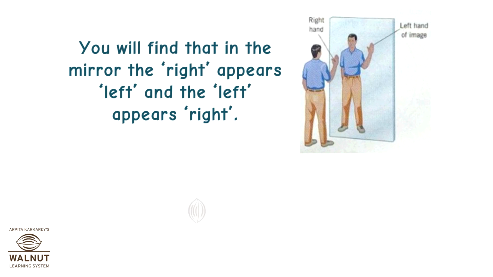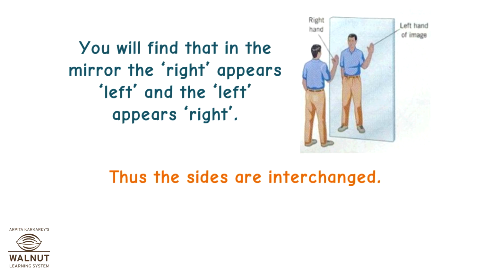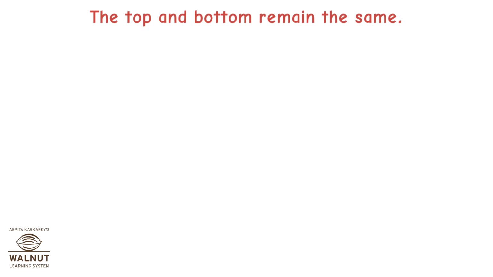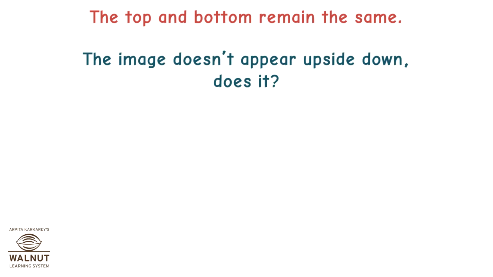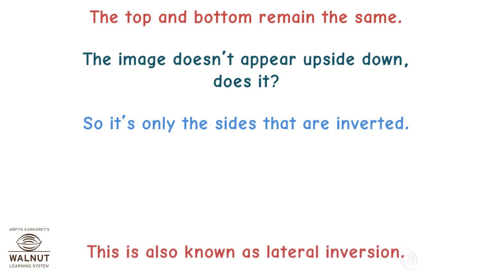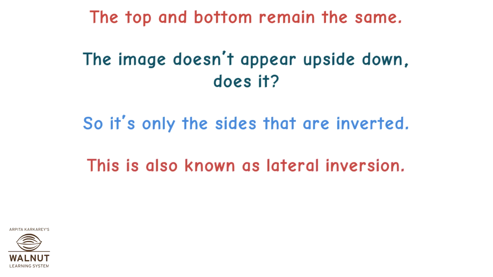You will find that in the mirror, the right appears left and the left appears right. Thus, the sides are interchanged. But understand that only the sides are interchanged. The top and bottom remain the same. The image doesn't appear upside down, does it? So, it's only the sides that are inverted. This is also known as lateral inversion.